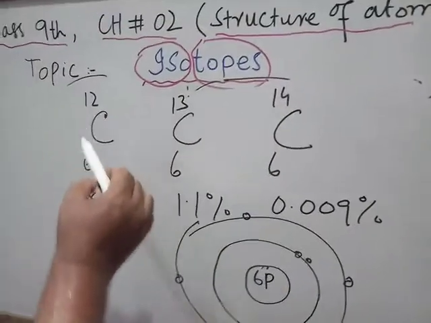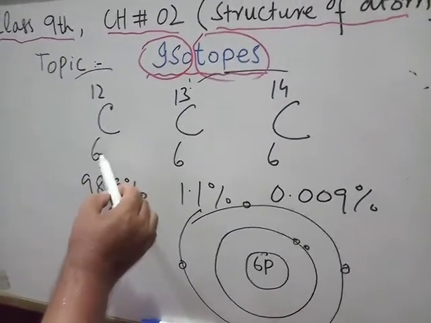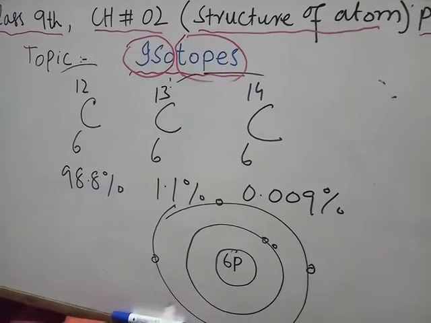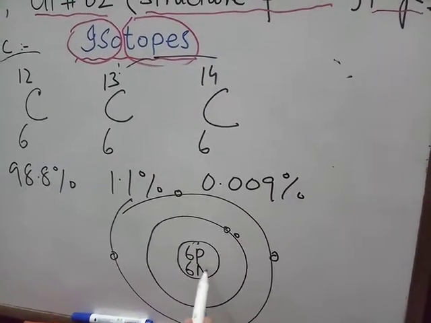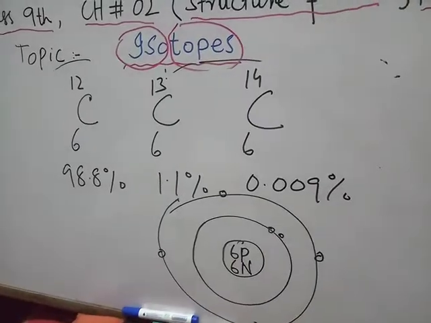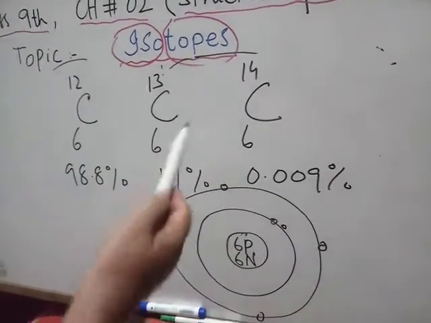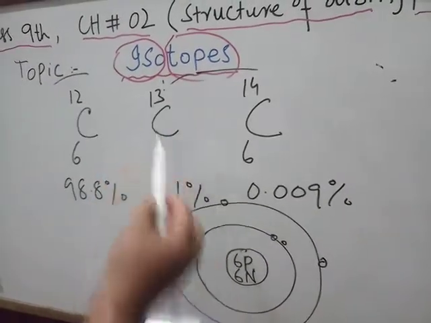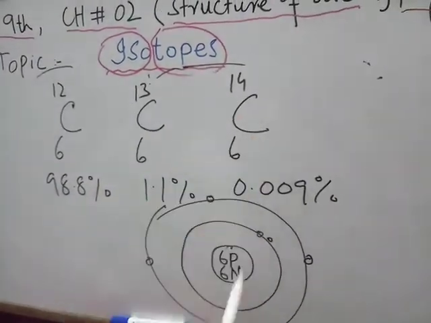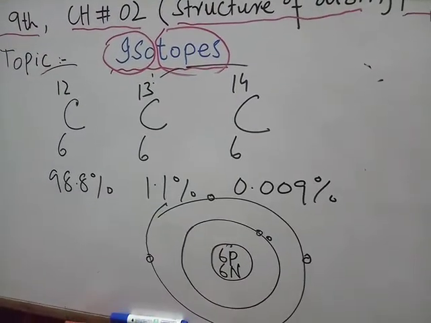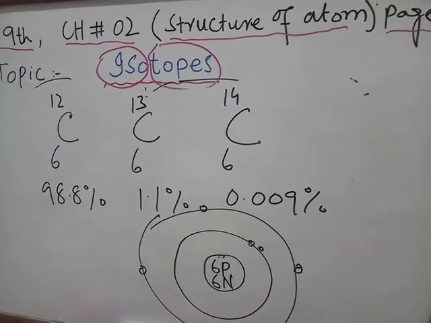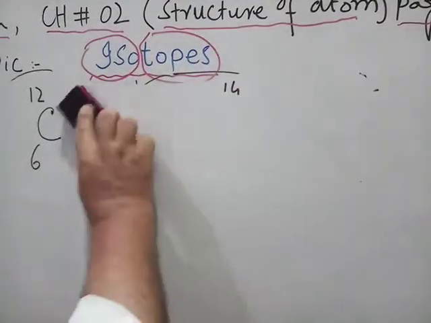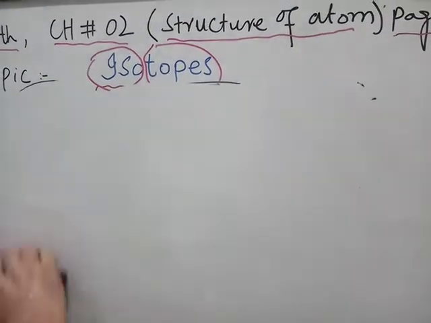Mass number is 12 minus atomic number, which is 6. 12 minus 6 gives us 6, so it also has 6 neutrons. In the same pattern, you can draw the other isotopes. The only difference will be that this isotope will have 7 neutrons and this isotope will have 8 neutrons. On the basis of these, you can differentiate between these two.